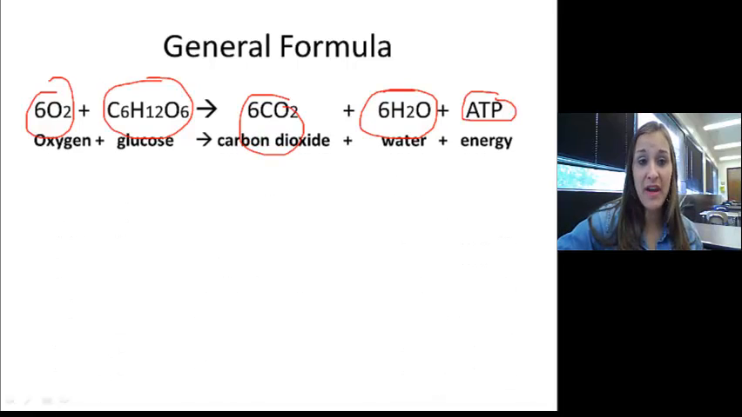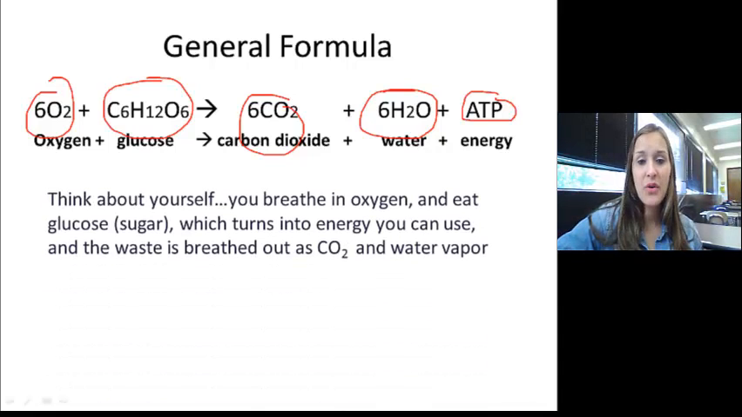Here it is written out. Oxygen plus glucose makes carbon dioxide, water, and energy. So just think about yourself. What you do is what cellular respiration is. You breathe in, you're constantly eating, and what do you do? You breathe out carbon dioxide and water, and you make energy.